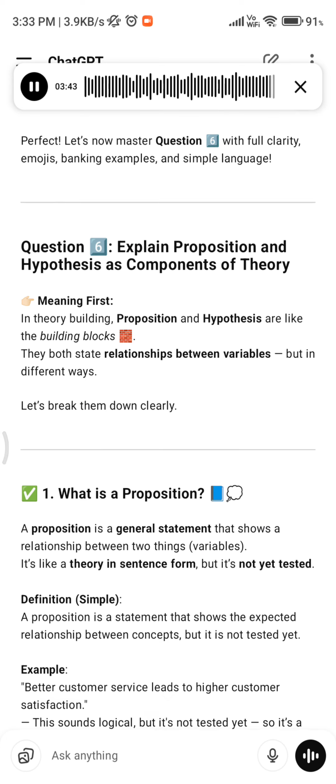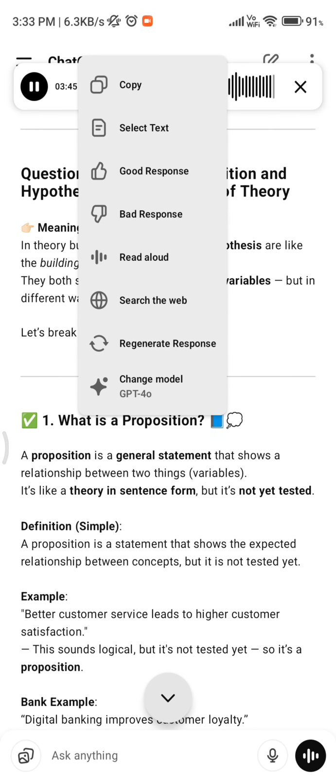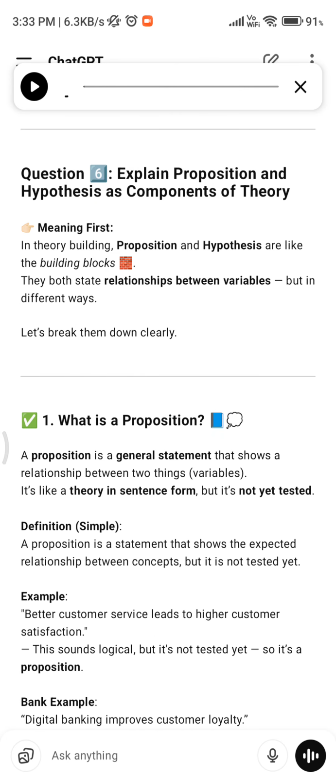Next up is question 6. Explain proposition and hypothesis. Perfect. Let's now master question 6 with full clarity, emojis, banking examples, and simple language. Question 6. Explain proposition and hypothesis as components of theory.